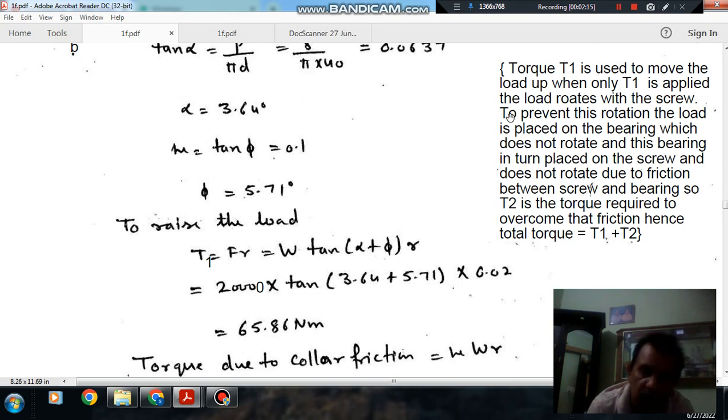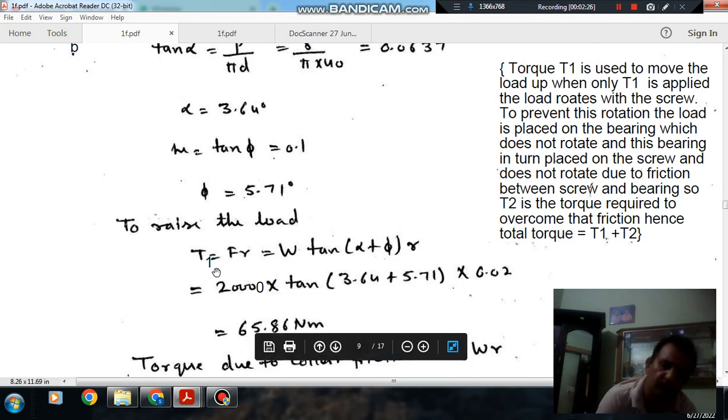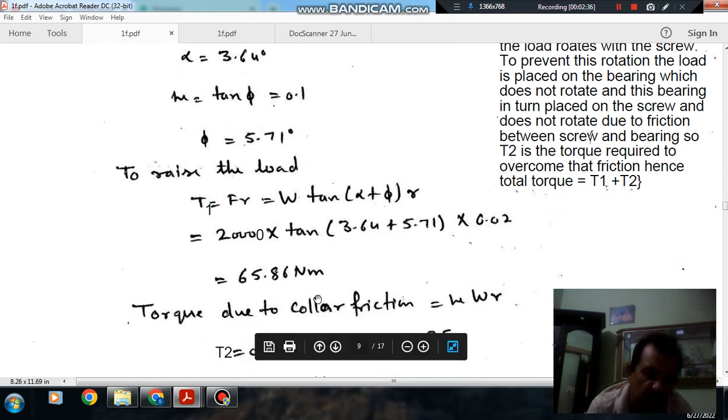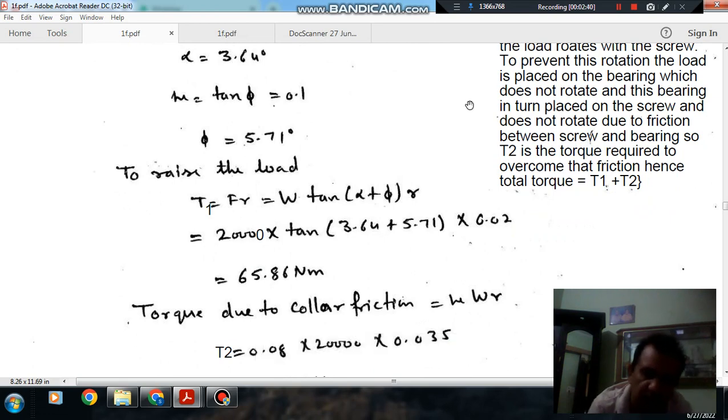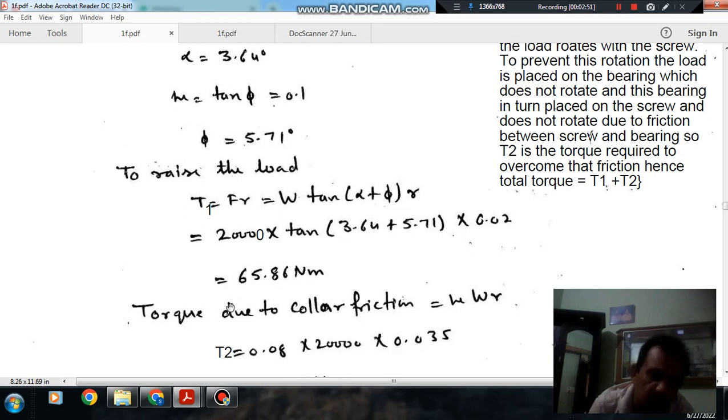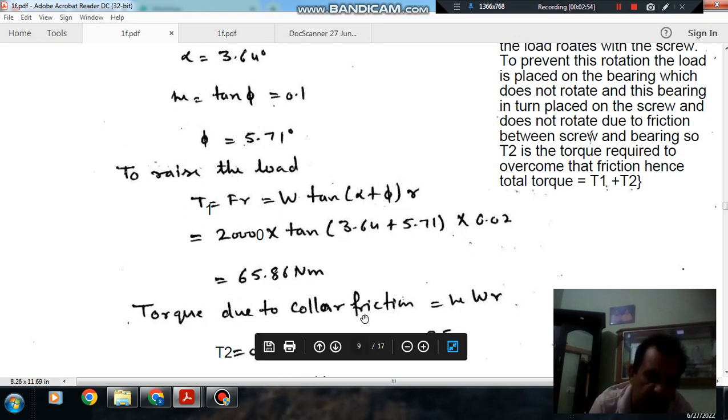So torque T1 is used to move the load up. When only T1 is applied, the load rotates with the screw. Now we have to prevent the rotation of the load, so there is a bearing between the load and the screw. That bearing will not rotate with the screw because of friction between the screw and bearing. So we have to overcome this friction also, and some torque is consumed in this friction.